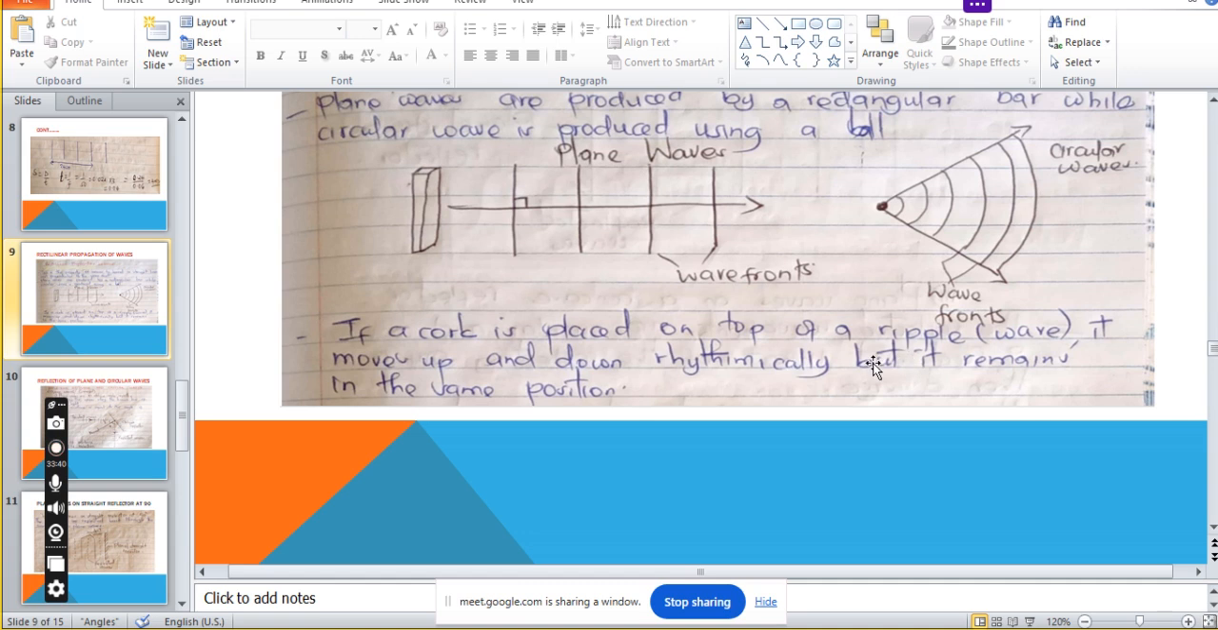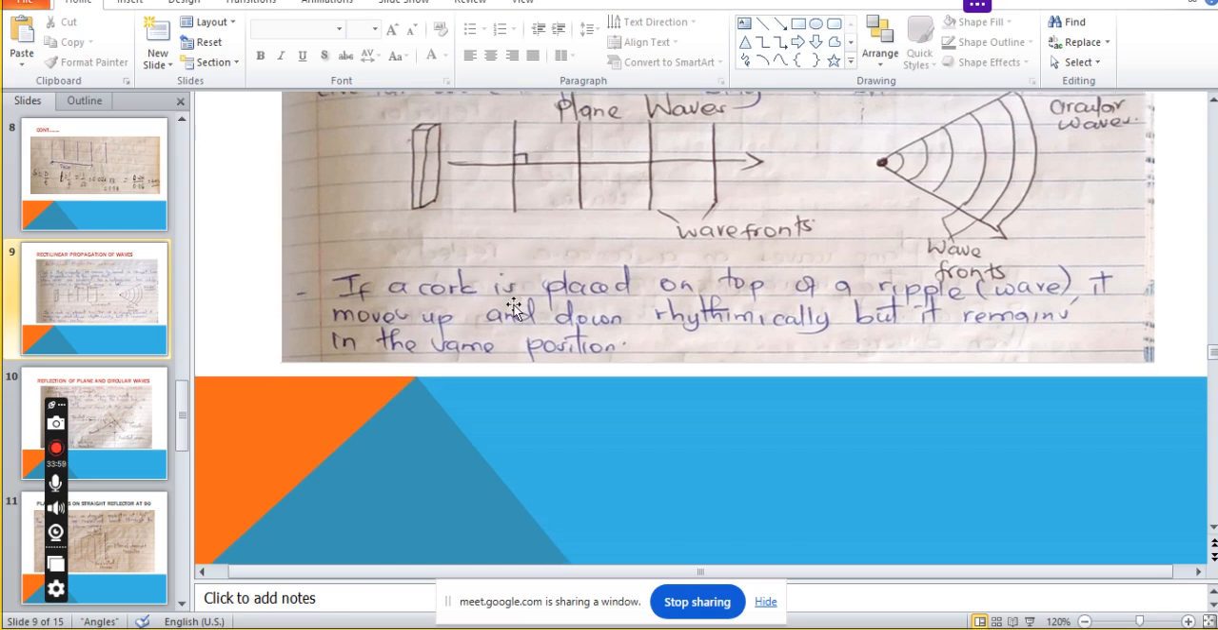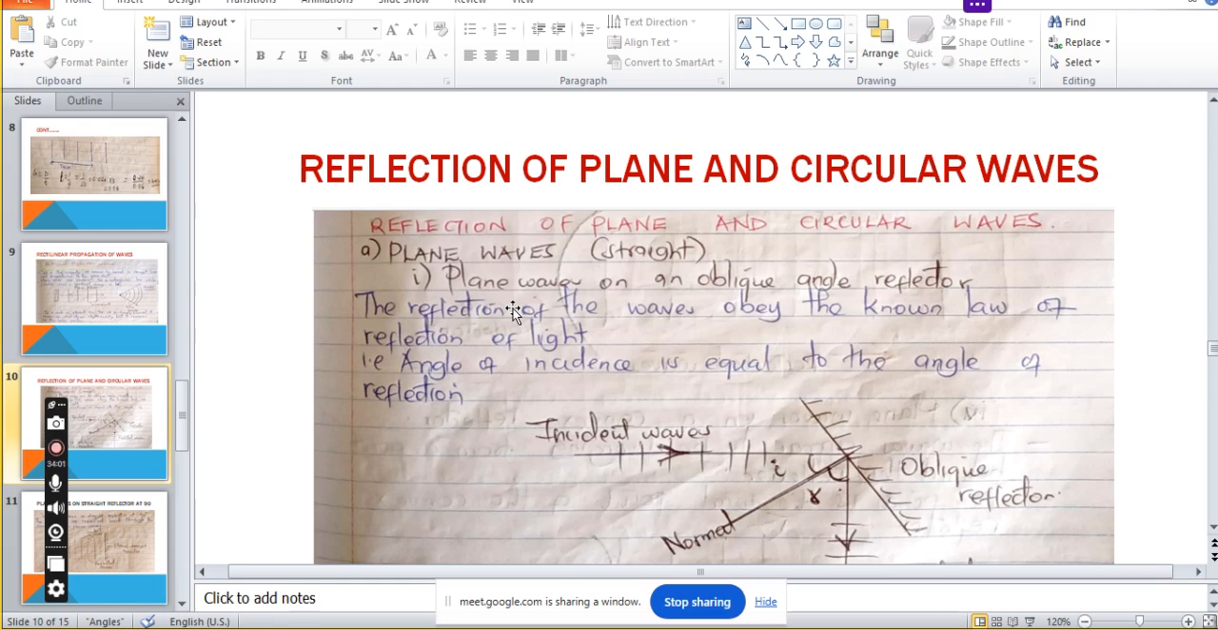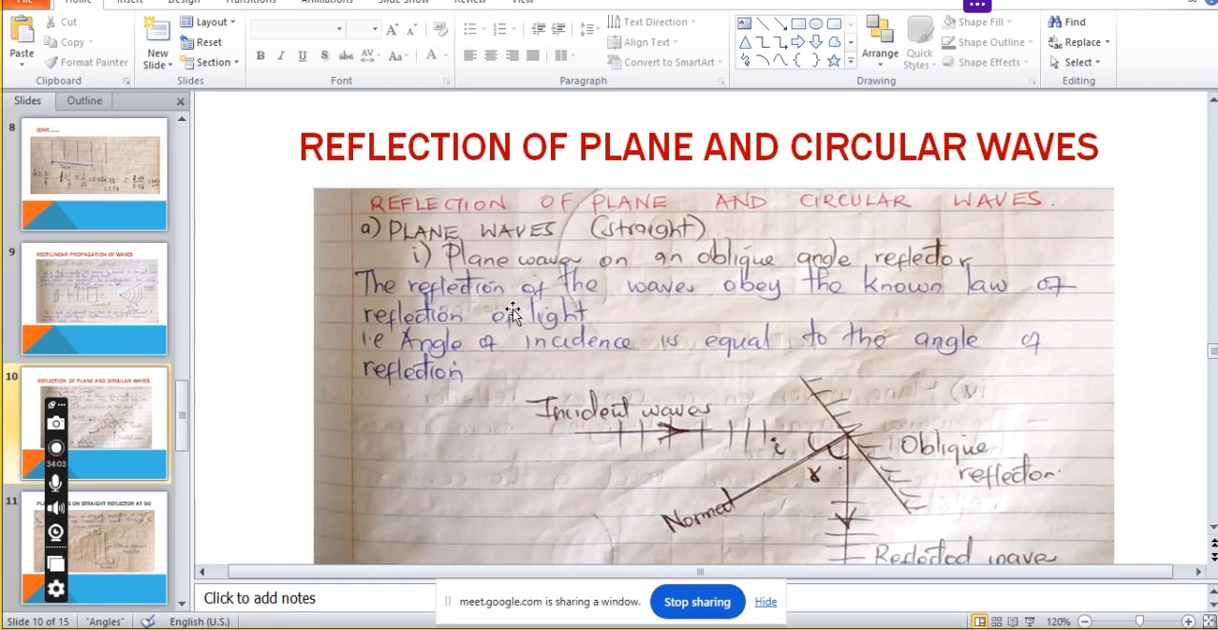Yes, so if you are supposed to place a cork on top of the ripples, that is the waves, you'll find that it moves up and down. Why? Because this wave, as it travels, it forms some regions of crest, troughs, crest, troughs, crest, troughs. So that's what will make it now move in that direction. And then Diana, reflection of plane waves and circular waves. That's our next subtopic. Continue.